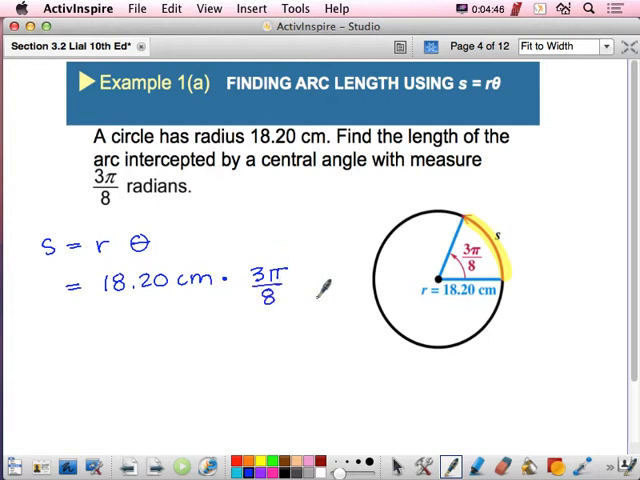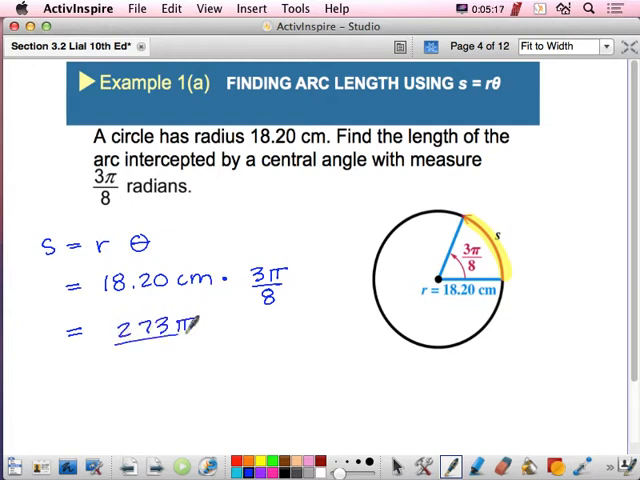And that's radians. Now, I want you to multiply those together, but first leave it as a number of pi. Okay, so leave it exact at first. So 18.20 times 3 divided by 8 is what? Give it to me as a fraction. Give it to me exact. 273 over 40. Did you guys get 273 pi over 40? Okay, that's the exact value.